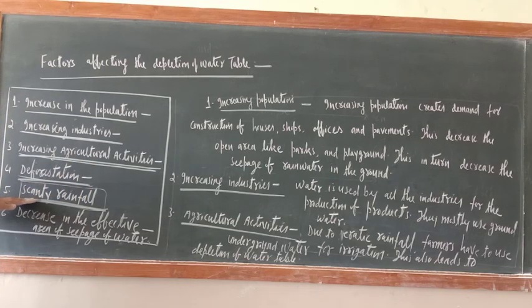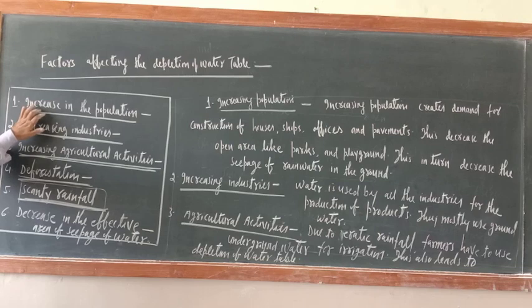Scanty rainfall sometimes leads to drought. If there is no sufficient rainfall in a particular region for a long period of time, that condition is known as drought. Now the last factor is decrease in the effective area of seepage of water.